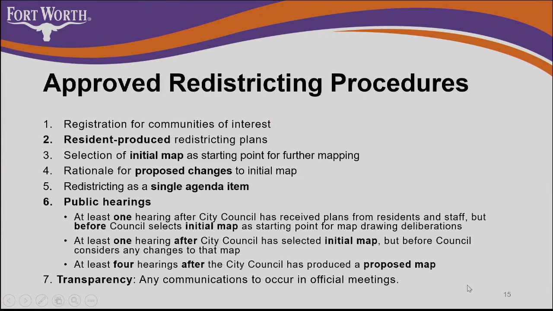And then, after they produce a proposed map, at least four public hearings by paired council districts on that proposed map. So at least six public hearings, there may be more, but at least those six are required by the resolutions the City Council adopted.